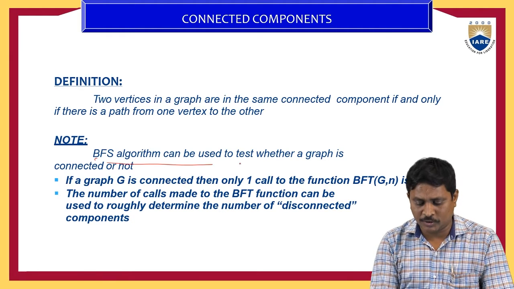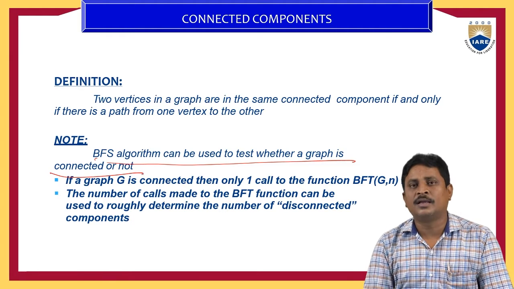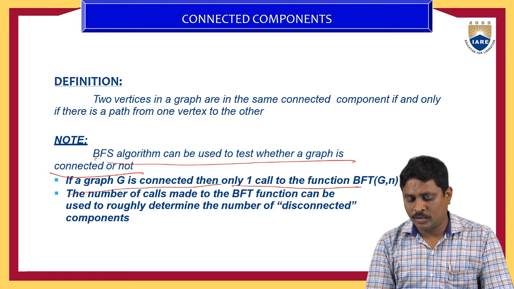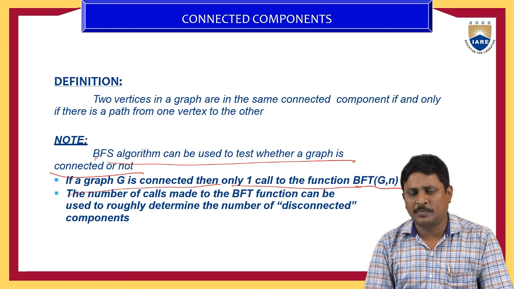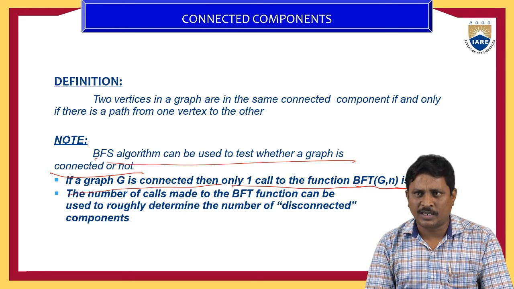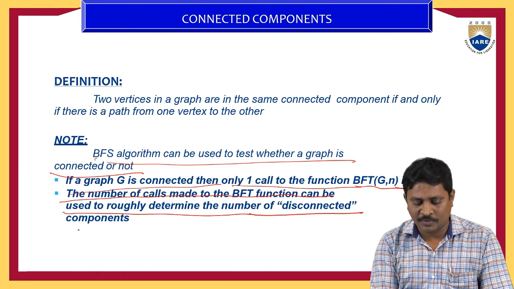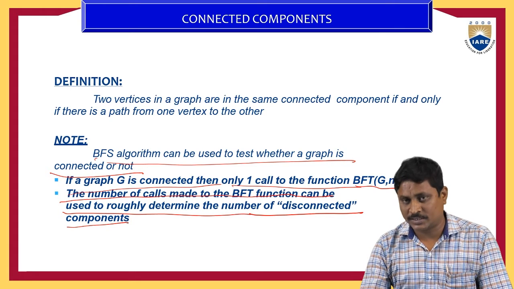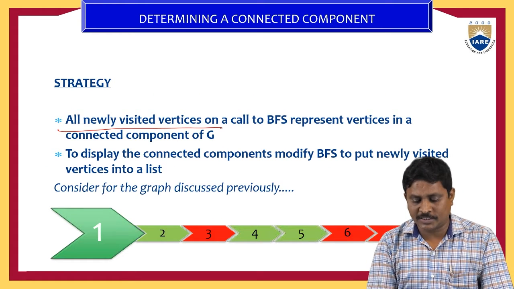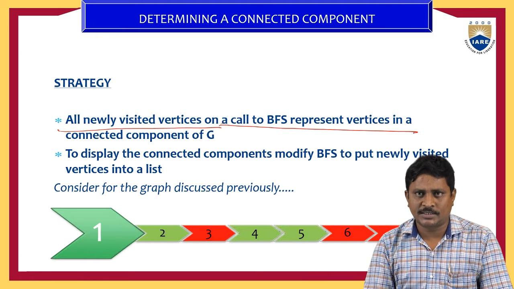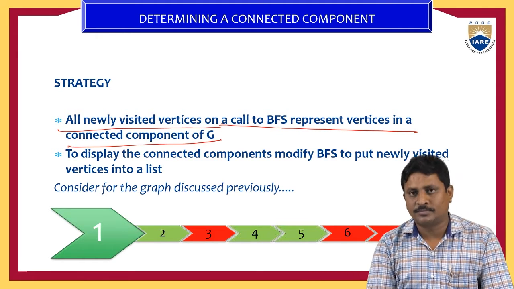The BFS algorithm can be used to test whether a graph is connected or not. If a graph is connected, then only one call to the function BFST of G, n is made, where G is a graph consisting of n vertices. The number of calls made to the BFST function can be used to roughly determine the number of disconnected components. All newly visited vertices on a call to BFS represent vertices in a connected component of G.